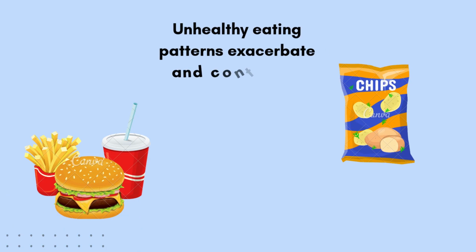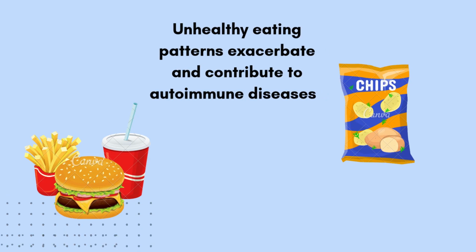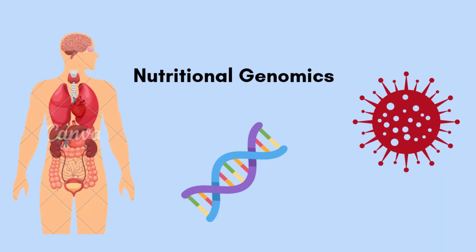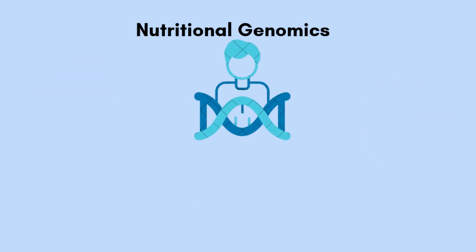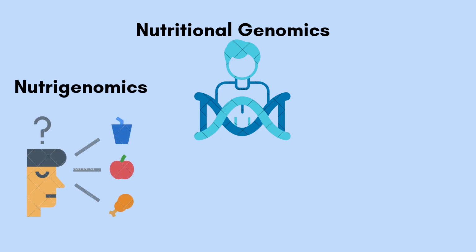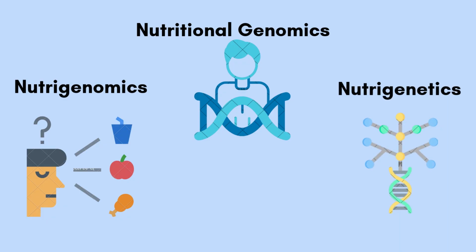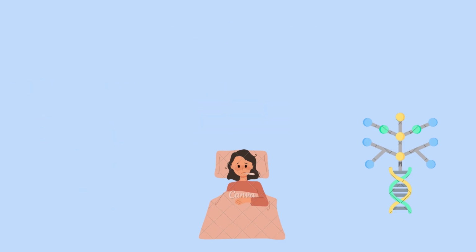Along with stress, unhealthy eating patterns can also cause or exacerbate autoimmune diseases and flare-ups. Unhealthy eating plays a particularly large role in something called nutritional genomics. Nutritional genomics looks at 2 sides of the diet-gene relationship. Nutrigenomics studies how nutrients change gene activity, while nutrigenetics examines how your unique genetic makeup affects your response to food. Together, they help explain why autoimmune flare-ups can vary so much between people.